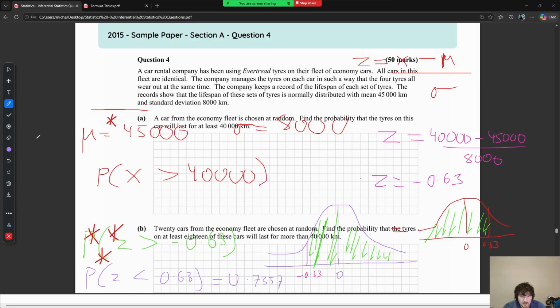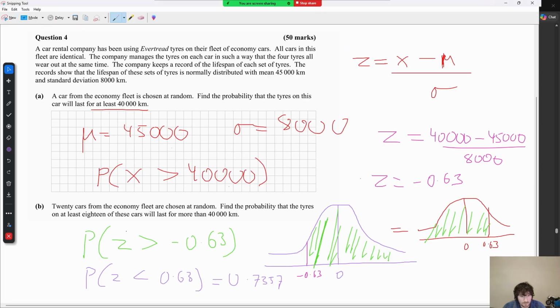So the answer is 0.7357. As I said, it's quite likely. There's a 73.57% chance, right? Let me clear this away. Obviously, you have that all taken down. So there's a 73.57% chance that a car's tires will last at least 40,000 kilometers. So it's quite likely, it's over a 3/4 chance.